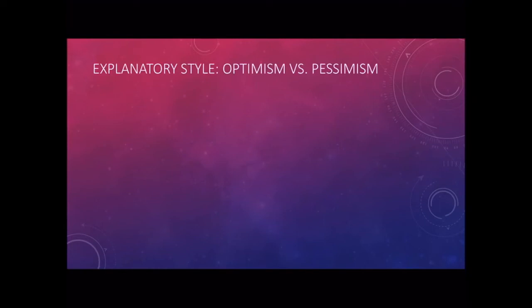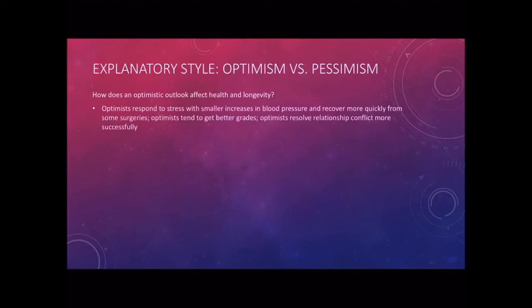Okay, moving on to this section on explanatory style, optimism and pessimism. So optimists are going to respond to stress with smaller increases in blood pressure, and they recover more quickly from surgeries often. Optimists get better grades, and they resolve relationship conflict more successfully.